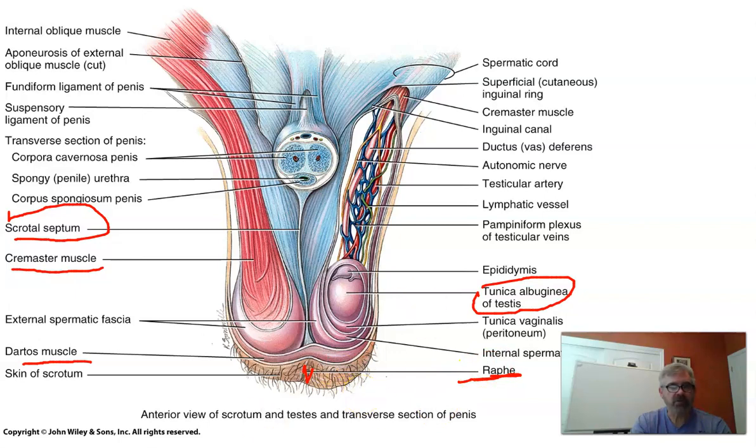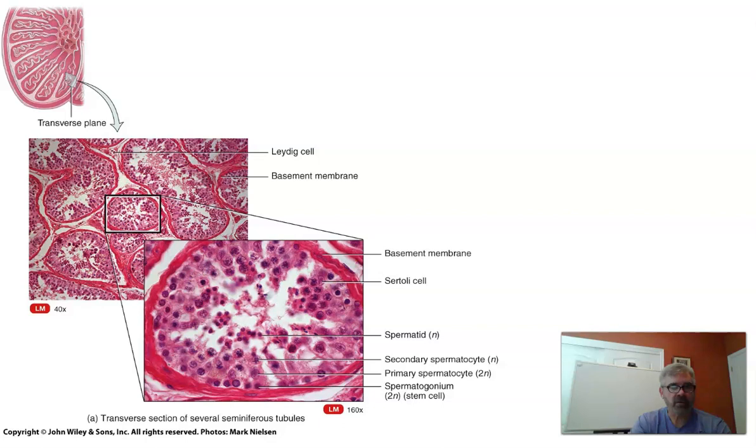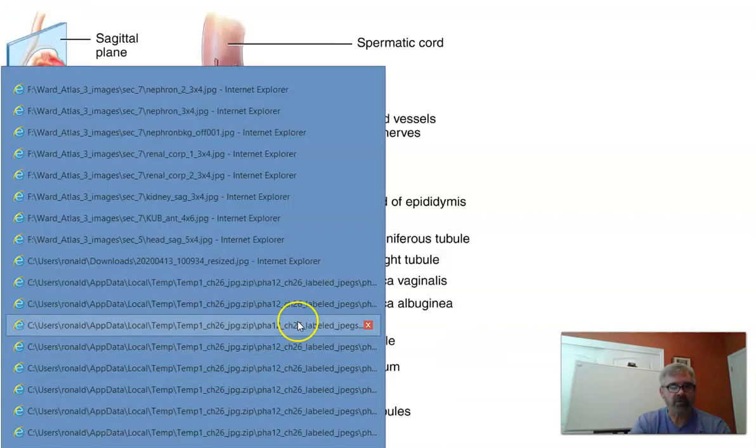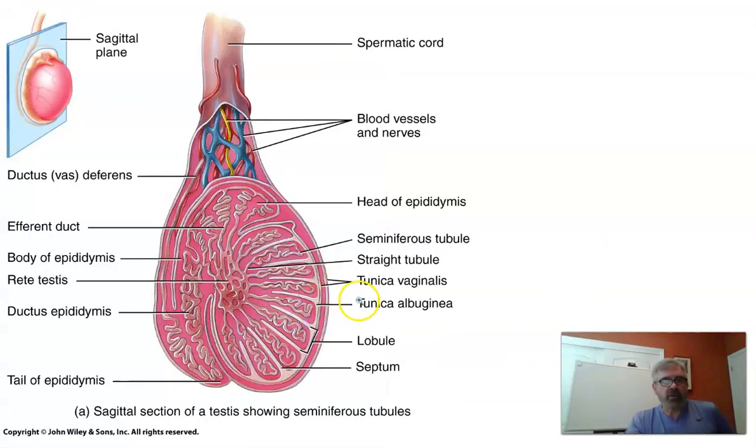Okay, so I have to erase my board. That's my problem. If I don't erase, I can't move forward. Okay, so here we go. Now we have it. Okay, so we have the tunica albuginea right here, this little white strip. We'll label it right there. Let me get my pen so I can label. So there's the tunica albuginea, that little strip right there.